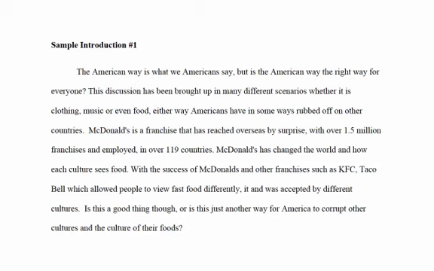This is often a good way if you're sort of stuck or if you want to already connect with your audience. We get some details about McDonald's, some nice little facts and statistics. And then at the end of the paragraph, we get another question. Is this a good thing, though, or is this just another way for America to corrupt other cultures and the culture of their foods? Now, a question is not a claim. But a question can be, again, a great way to reel in your readers and to set up your next paragraph where you will present the claim.